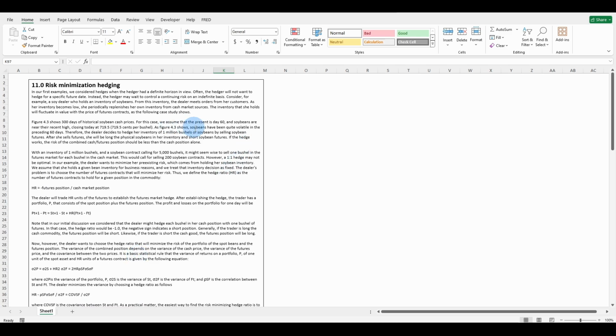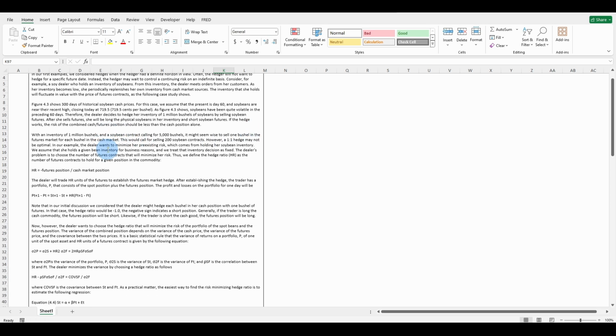As figure 4.3 shows, soybeans have been quite volatile in the preceding 60 days. Therefore, the dealer decides to hedge her inventory of 1 million bushels of soybeans by selling soybean futures. After she sells futures, she'll be long the physical soybeans in her inventory and short soybean futures. Think about that. Why is she long the commodity and short the futures? If the hedge works, the risk of the combined cash-futures position should be less than the cash position alone.